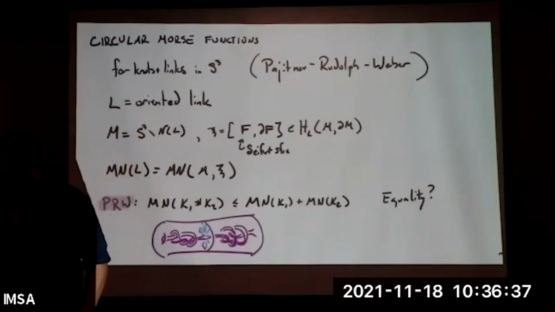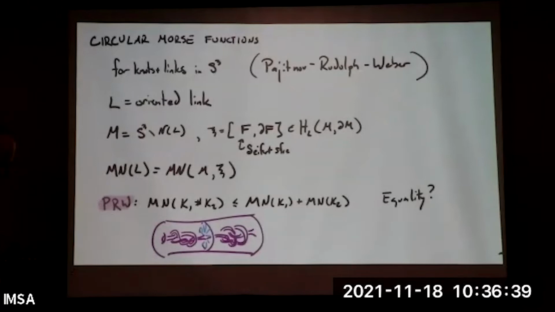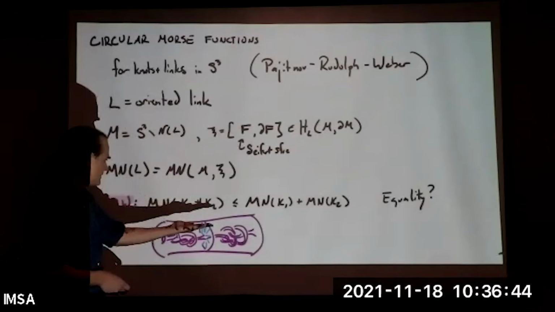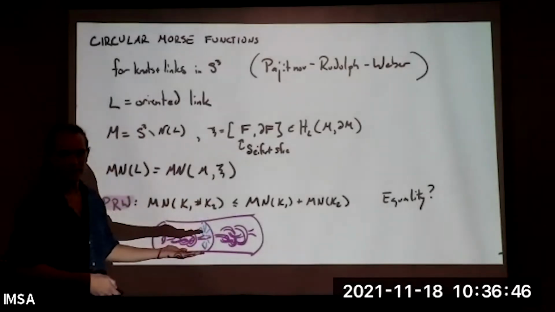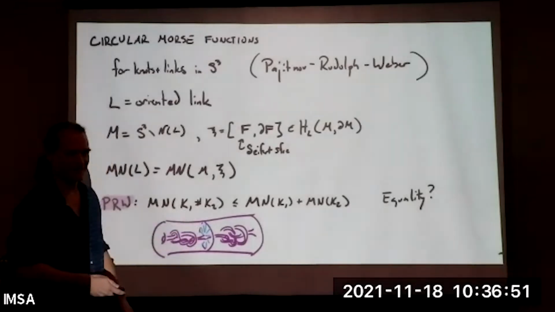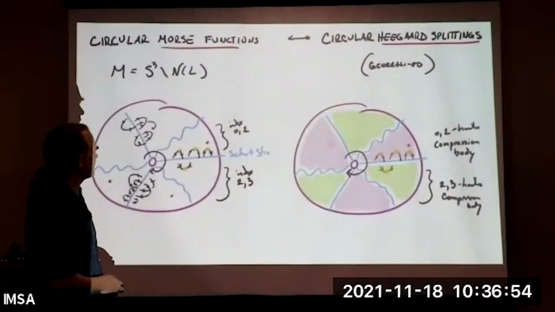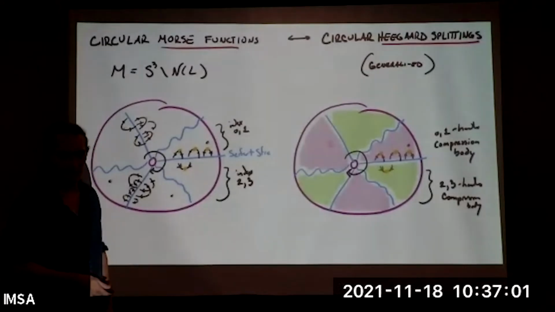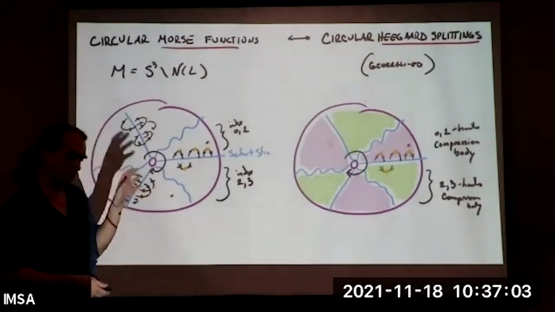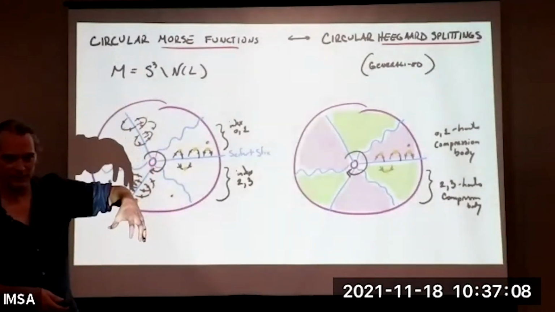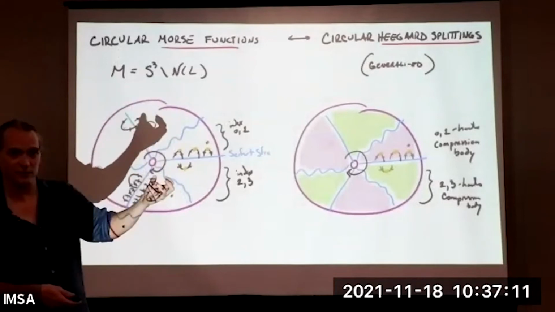And then Pajitnov asked, well, actually in their paper they asked, is this actually an equality? And I said, of course it is. Why did I say of course? It's because I'm a three-manifold topologist, and I'm very familiar with Heegaard splittings. Instead of Morse functions and gradient flows and all that, I don't think about that. I think about handle structures.